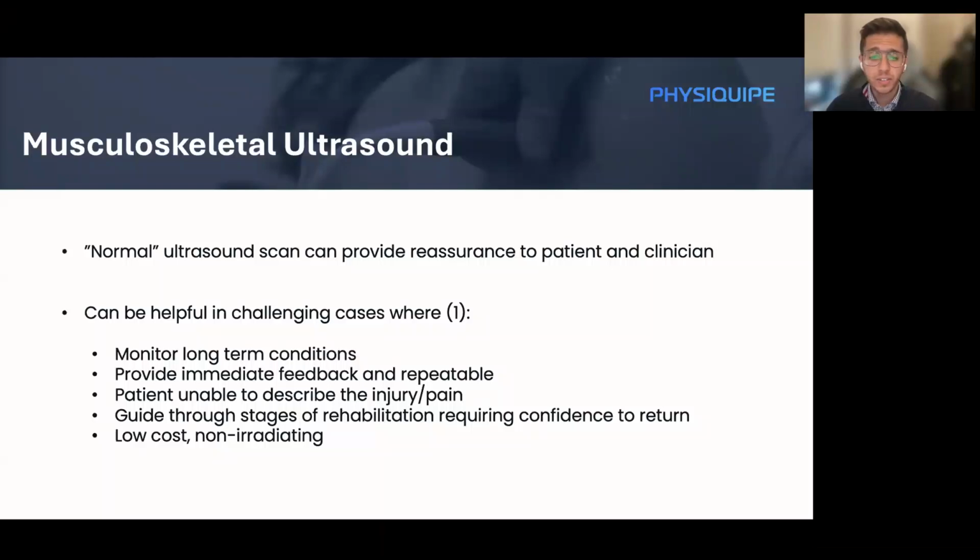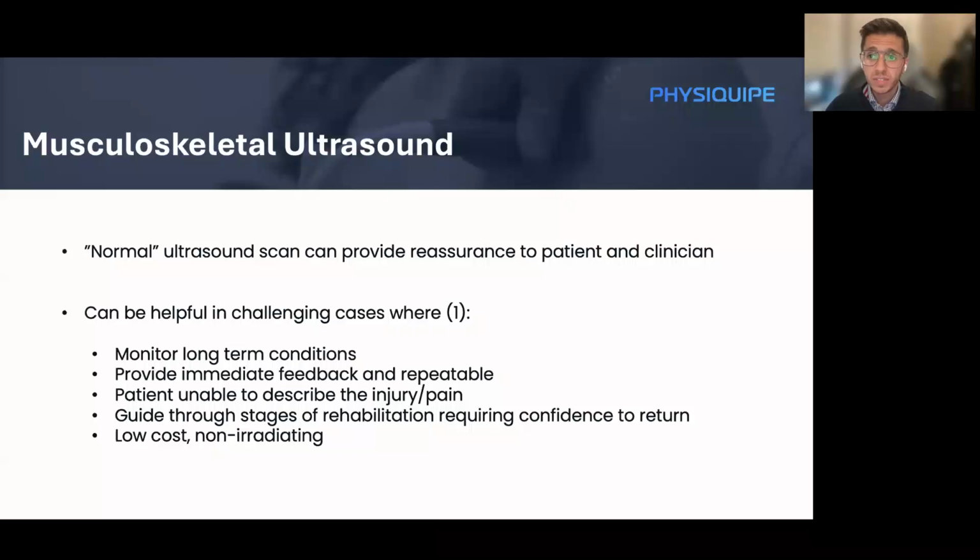And again, factoring in interventional things here, things like local diagnostic local anesthetic to guide that source of pain can be incredibly helpful, and ultrasound plays a big role with that. Guiding through your stages of rehab. So we'll talk a bit about that in today's webinar, but actually giving patients that confidence to return to play, return to sport, whatever they want to be able to do.